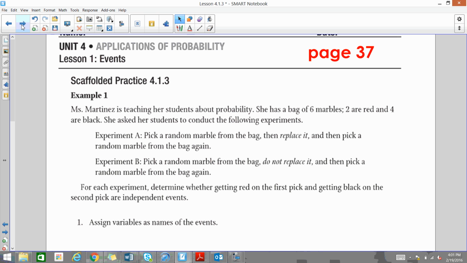So there's 2 experiments. Experiment A, the first experiment, says pick a random marble from a bag, so it could be red or black, and then replace it back in the bag. So you see it, and then you replace it back in, and then pick another marble from the bag. And then experiment B, the second experiment, is you pick a random marble from the bag, you look at it, and then you do not replace it. So you hold that marble in your hand, and then you pick another marble from the bag. All right, so it says, for each experiment, determine whether getting red on the first pick and getting black on the second pick are independent or dependent events.